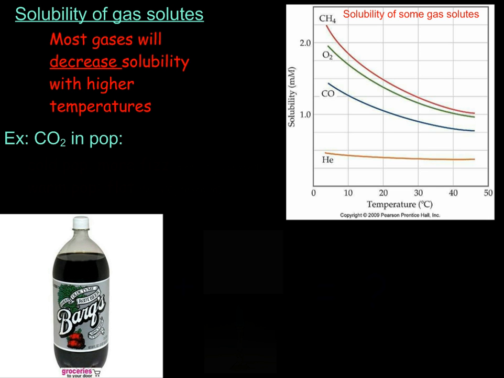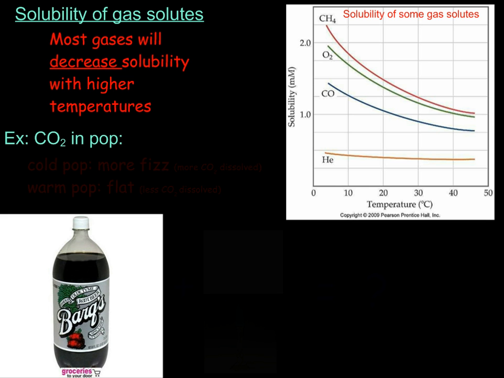Now gas solutes do something very different. On that big graph that you saw with all those solubility curves, the lines that go down and to the right, those represent gases. Gases have a different behavior in terms of solubility than solids do. Most gases will decrease solubility with higher temperatures. That means the warmer the liquid, the gases can't stay dissolved and they come out of solution.